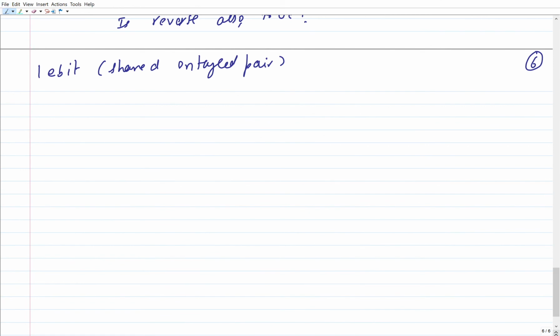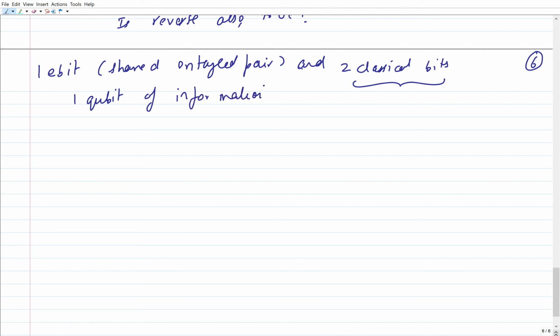One e-bit, a shared entangled pair, and I give you two classical bits to communicate. The question is, can you transfer one qubit of information? That's the question. Notice this is a very interesting problem, and it doesn't look as trivial.